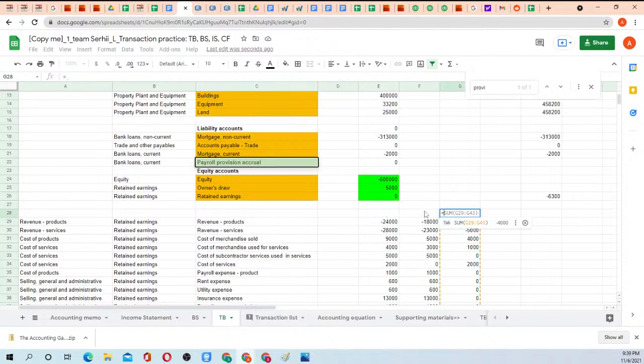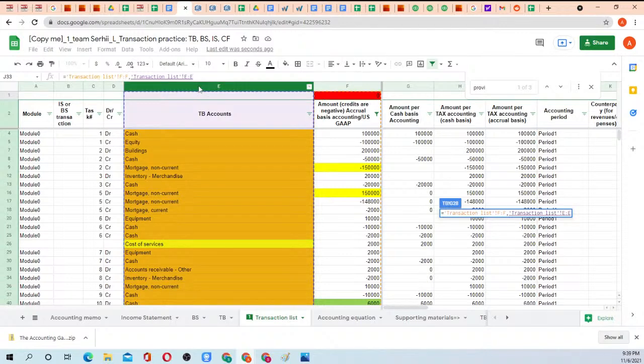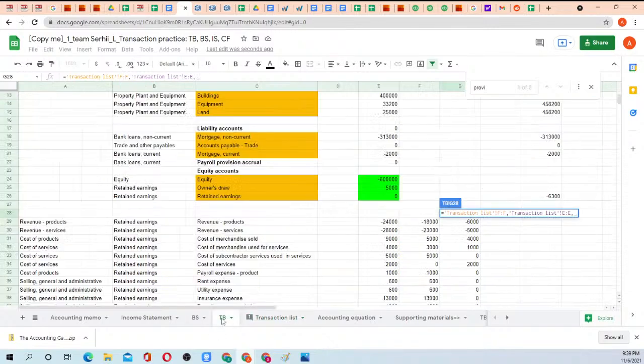I select a cell where I want my data to SUMIF, and then I go to the tab where I want my data to get from. I select a column with the numbers. Then I put a comma. Then I select the first criteria which I want to choose, and that would be an account. I put in a comma, and I go here and select an account.